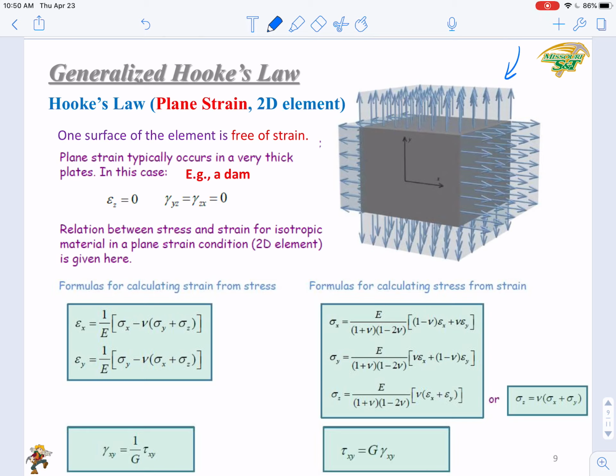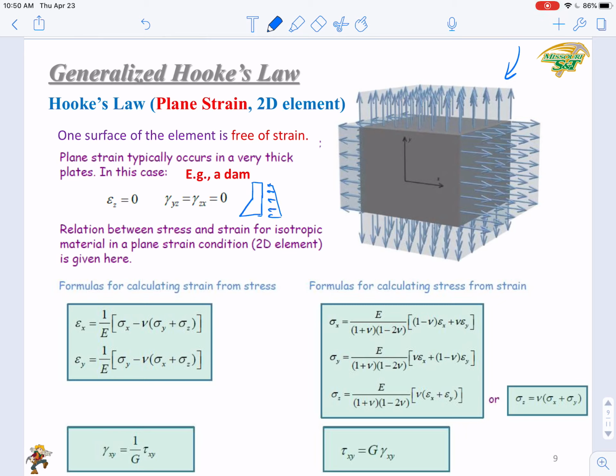Thinking about the real world, what other situations or structures can you assume to be plane strain? One example given here is a dam. Normally the cross section of a dam can be sketched in this way, and the water pressure is applied on this side.